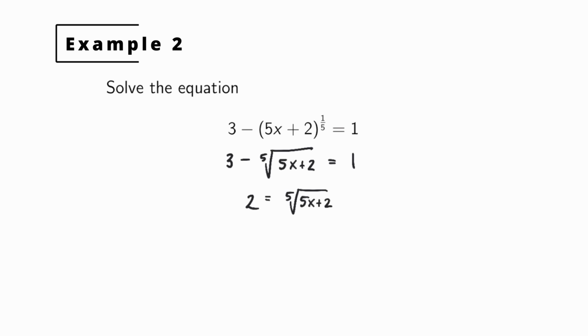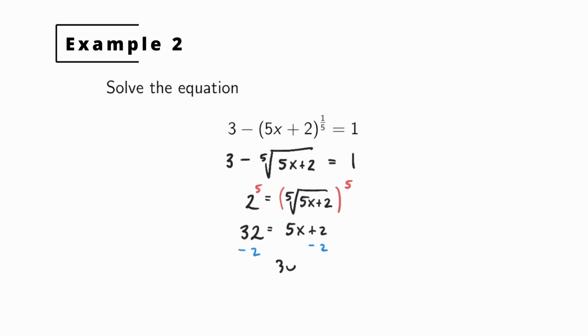And now I raise both sides of the equation to the fifth power to offset the fifth root. So I get 2 to the fifth equals the fifth root of 5x plus 2 to the fifth. On the left-hand side, I get 32. On the right-hand side, the fifth root and the fifth power cancel, leaving me with 5x plus 2. And now I simply solve this.